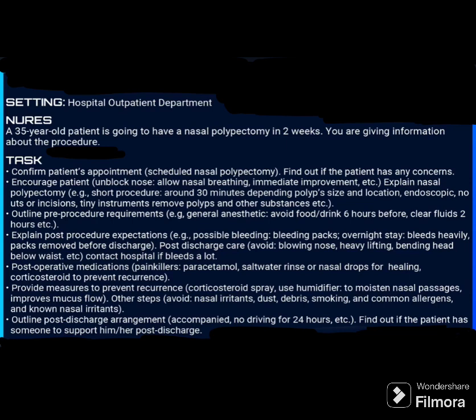Okay, so we will go to the task. The first thing is, you can see that this is a 35-year-old patient who is going to have a nasal polypectomy in 2 weeks, and you are going to give the information about the procedure. First, confirm that this is a hospital outpatient department; you don't know anything regarding this patient. So the first task is to confirm the patient's appointment, that is a scheduled nasal polypectomy, and find out if the patient has any concern. As it is an outpatient department, this is the first time you are seeing the patient, but in your system you will have the patient data.